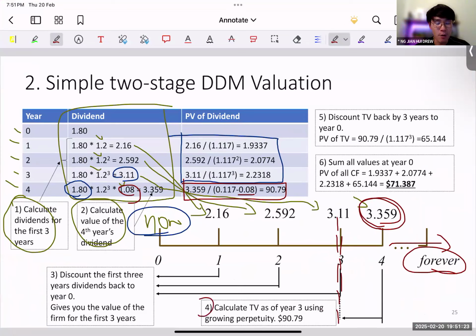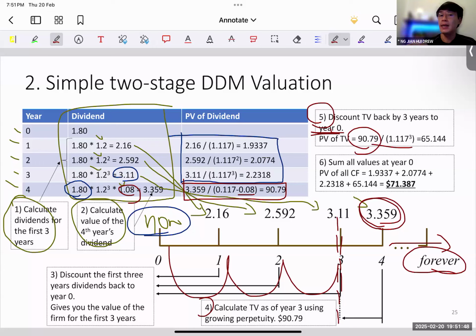This is step 4. So in step 5, I will have to discount this back 1, 2, 3, right? I need to do the bunny hop 3 times back to year 0, which is why we take the terminal value divided by 1 plus r to the power of 3. I'll pause here. Any questions regarding this?